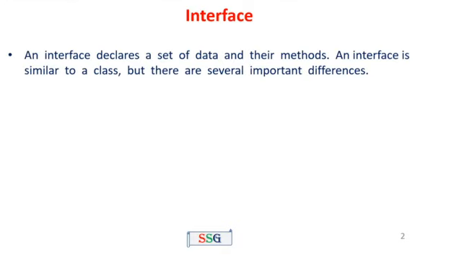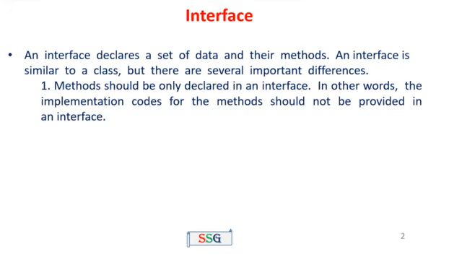First one, interface. An interface declares a set of data and their methods. An interface is similar to classes, but there are some important differences. First one, methods should be only declared in an interface. In other words, the implementation code for the method should not be provided in an interface.